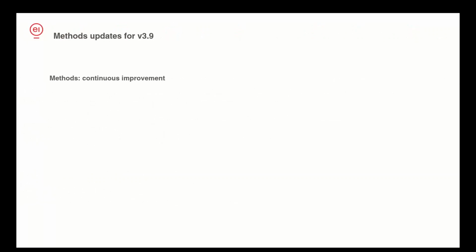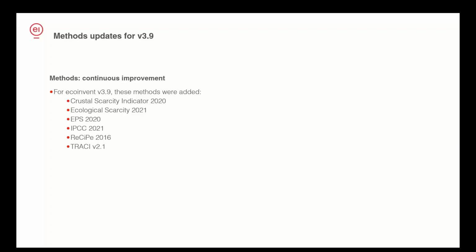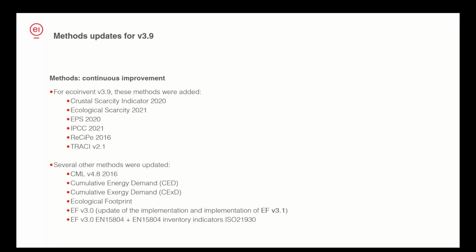When it comes to the methods, we kept on expanding and improving the implementation we do of methods. So for the ecoinvent version 3.9, we have added new methods that we have used to calculate impacts with. These are the crustal scarcity indicator 2020, ecological scarcity 2021, EPS 2020, IPCC 2021, ReCiPe 2016, TRACI version 2.1. And we have also updated several other methods to the latest version.